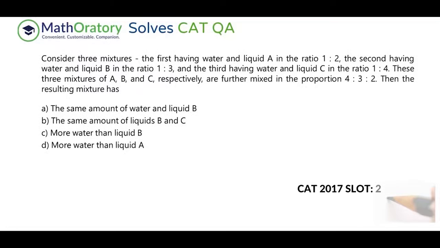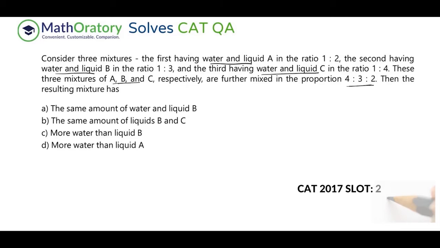Okay, so we have three mixtures. First having water and liquid A in whatever ratio. Second having water and liquid B in some ratio, and water and liquid C in another ratio. Now we are mixing the three mixtures in a given proportion.